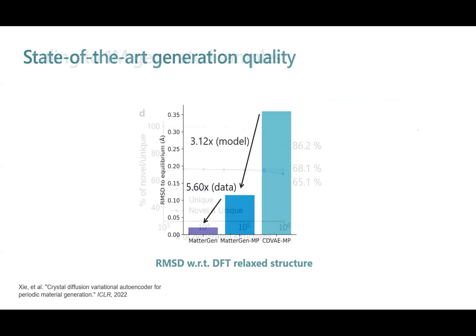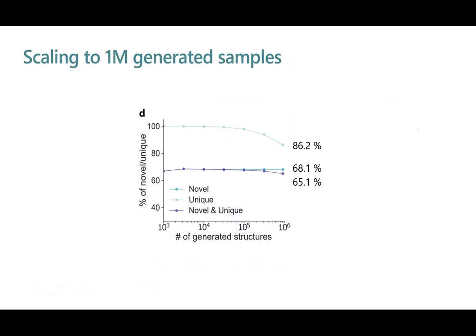So we're also looking at whether or not our model is still generating diverse crystals, right? Even if you are scaling into say 1 million crystals. So we did this experiment, and we found that the percentage of unique structures drops from 100% to around 86.2% after scaling into 1 million crystals. And the percentage of novel structures doesn't change, staying at around 70%.